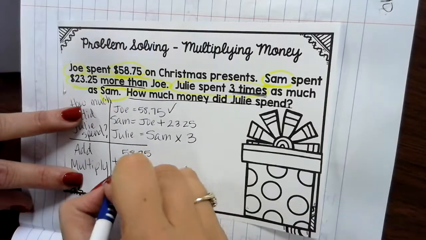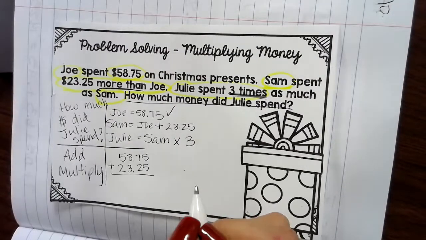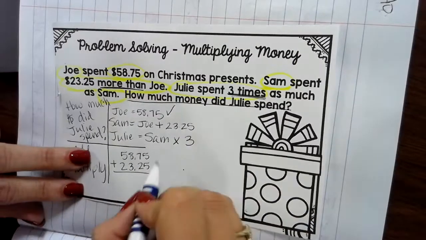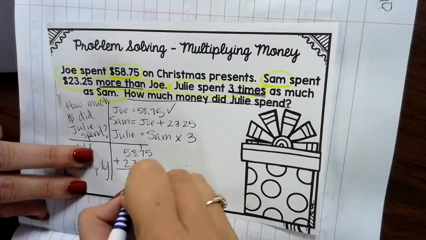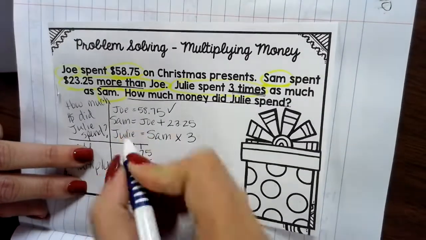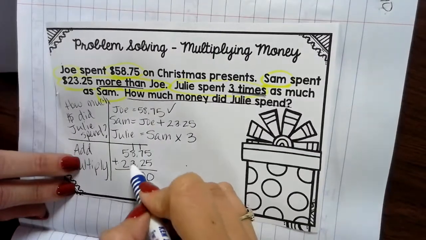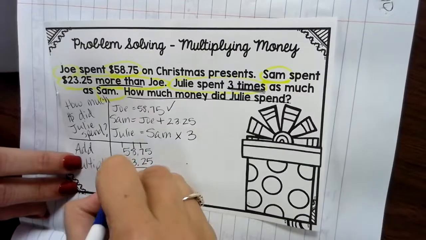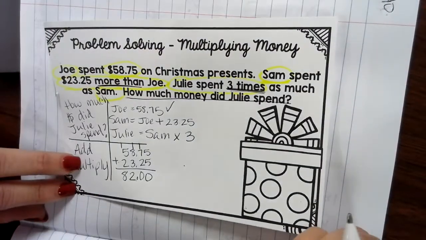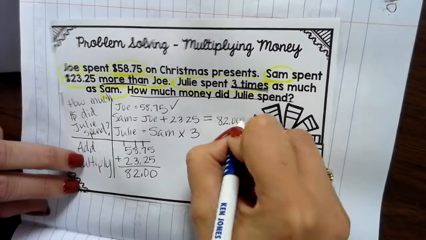So I'm going to add $23.25. It does not say how much more. It's just he has $23.25 more than him. So 5 plus 5 is 10. Carry the 1. 7, 8, 9, 10. Put the 0. Carry the 1. And my decimal falls straight down when I'm adding or subtracting. 8, 9, 10, 11, 12. Carry the 1. 5, 6, 7, 8. Okay, so Sam spent, I'm going to put that up here, $82. So I know that. I'm going to check that off.